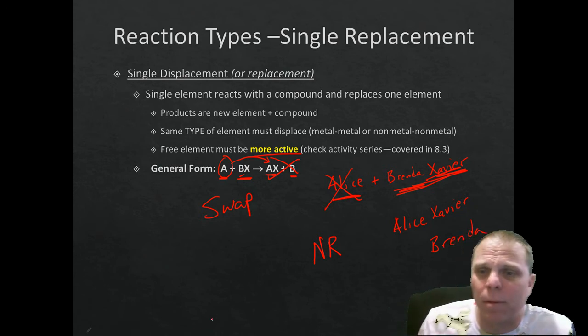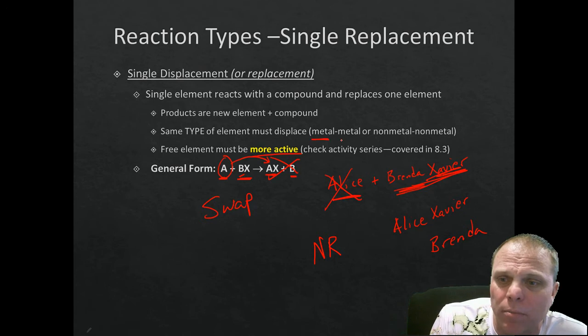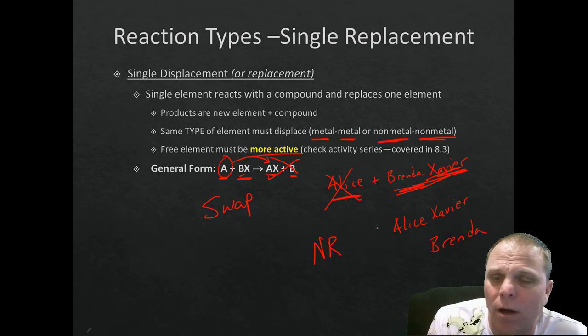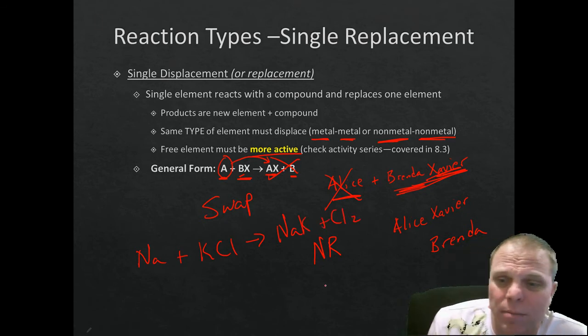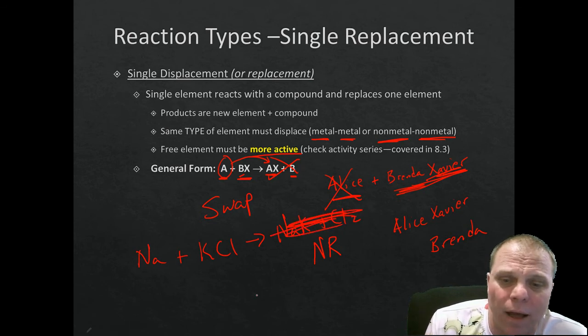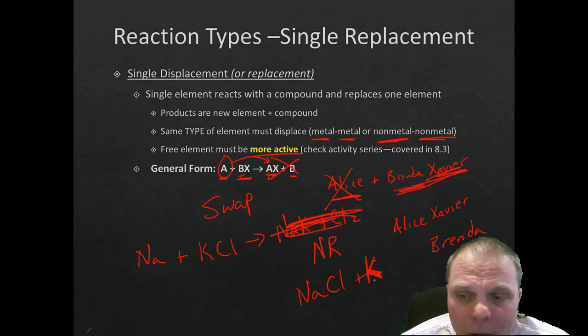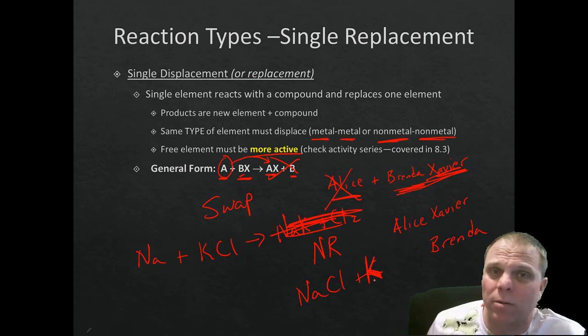All right, remember, the same type of element must displace the same type of element. So a metal can replace a metal, a non-metal can replace a non-metal. I see this happening sometimes. You might have sodium plus potassium chloride. And then students are like, oh yeah, that's now sodium potassium plus chlorine. That's not going to be the case, right? Because metals have to replace metals. It would have to be the sodium getting in there and replacing the potassium. And then potassium is the thing that's left over, a K. So make sure you replace metals with metals. Make sure you replace non-metals with non-metals.